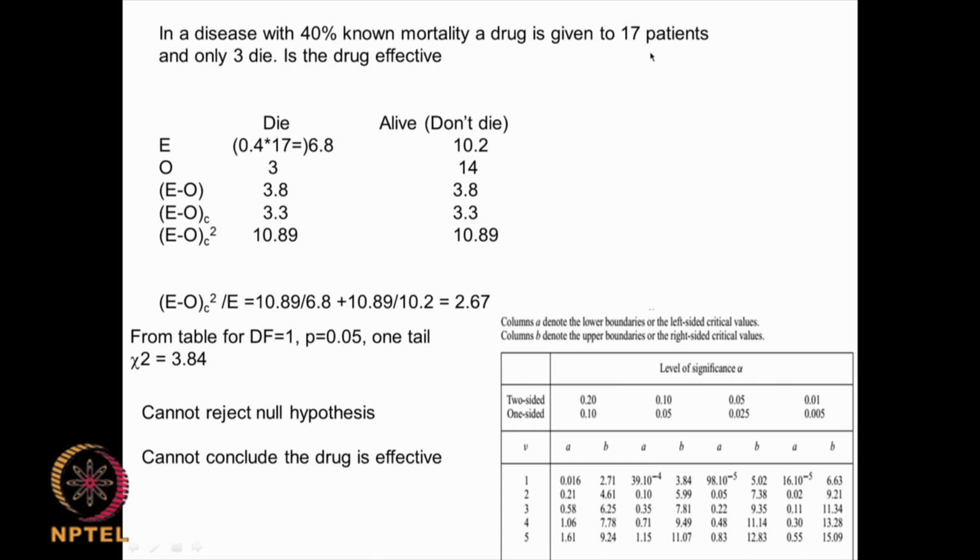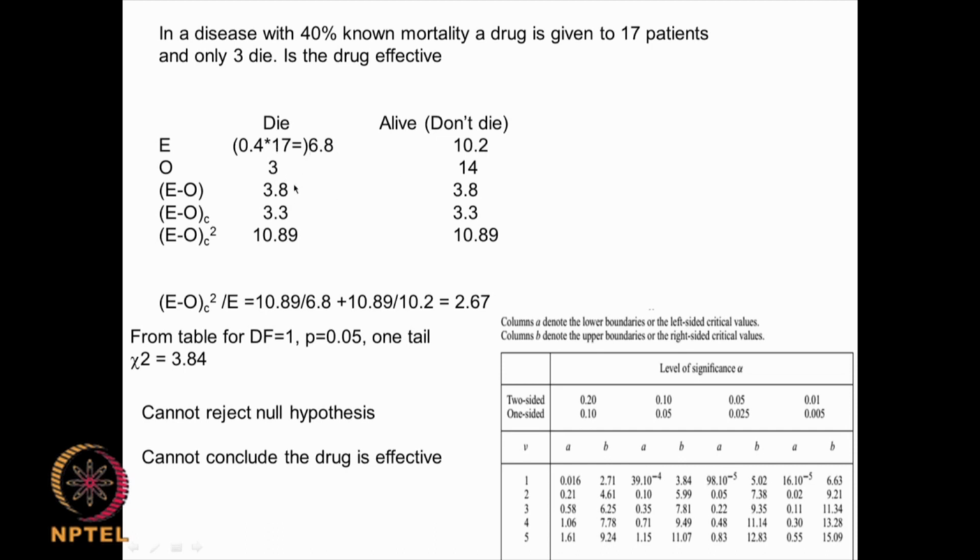Okay, so here it is almost like a 2 by 2 data, right? So we have dying, alive. Okay, so 17 people, so we expect 40% of 17 to die, that means 0.4 of 17 to die, 6.8. So how many will be alive? 17 minus 6.8, that is 10.2. But we observed 3, so 14 are alive. So observed is 3 died, 14 alive, expected is 17 into 0.4, 6.8 to die, 10.2 to be alive.